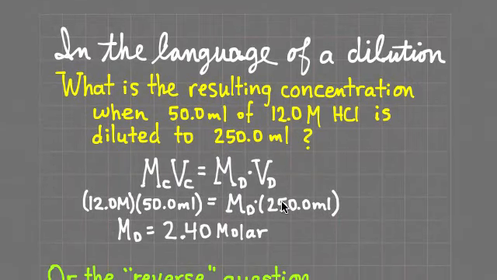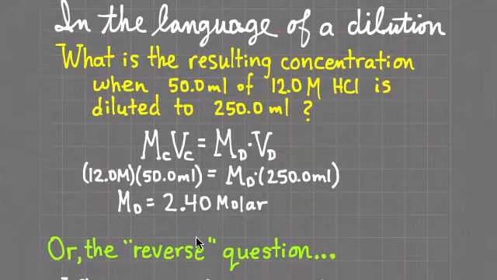In the language of dilution, we could say, if I took 12 molar hydrochloric acid, 50 milliliters of it, and watered it down to 250, so there's my 50 milliliters of 12 molar, water it down to 250, what's the new concentration, the molarity of the diluted? Well, you see the answer. It's just this one times this one divided by this one, 2.4 molar. That makes sense because 12 molar watered down might give you 2.4 molar.